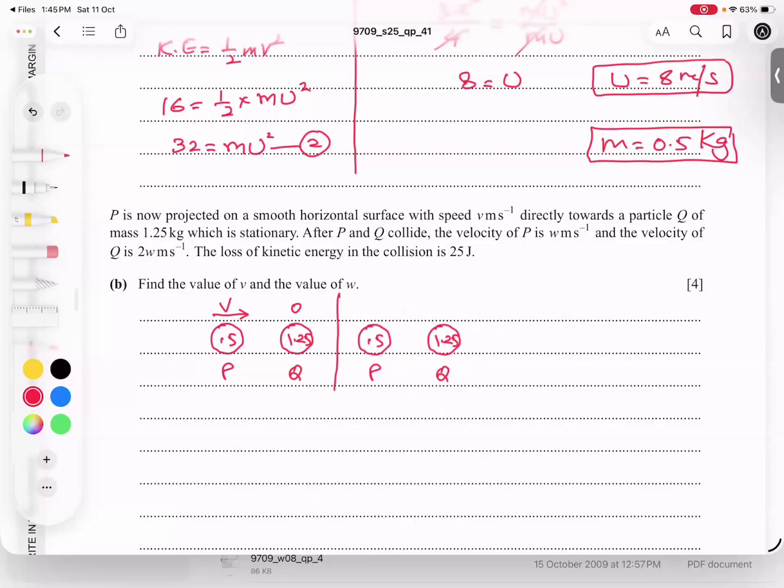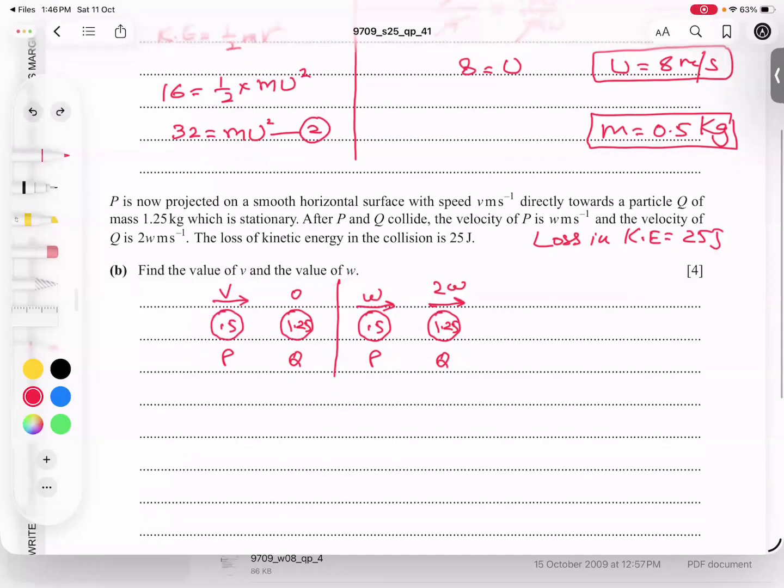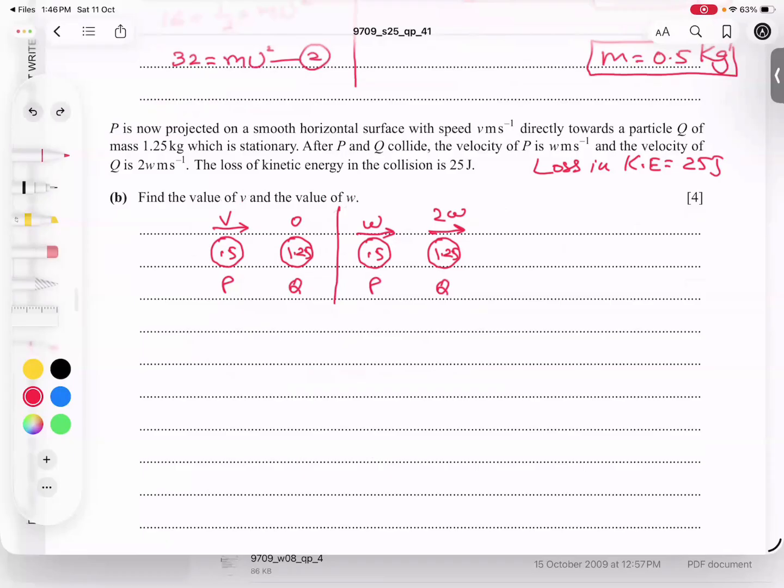And he said that after collision, the velocity of P is w and the velocity of Q is 2w. And the loss in kinetic energy is 25 joules. And again, we have to find two unknown constants. So first of all, what is the law of conservation of momentum? m1 u1 plus m2 u2 is equal to m1 v1 plus m2 v2.